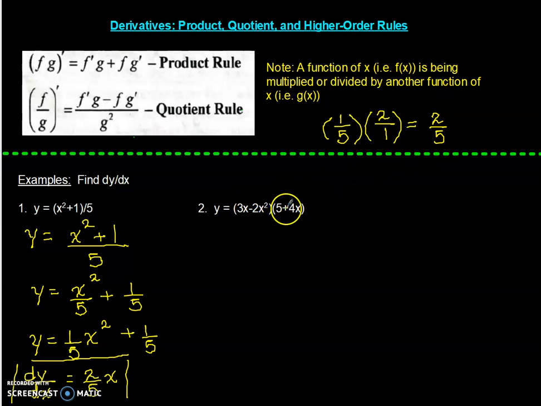So notice I have two functions of x being multiplied to each other. So for number 2, before I even apply the product rule, I'm just going to do my housekeeping, meaning note down what the first function is, which is 3x minus 2x squared. And I'm going to note the second function, which I'm going to need a little more room for, so let me write it a little closer there. So f of x equals 3x minus 2x squared. The other function of x that it's being multiplied by is g of x, which is 5 plus 4x.